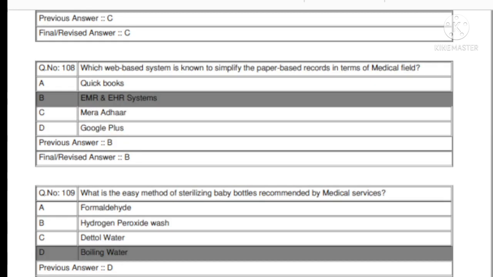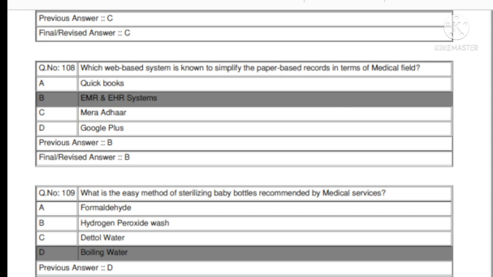Next question, question number 108. Which web-based system is known to simplify the paper-based records in terms of medical field? A. QuickBooks. B. EMR and EHR systems. C. Mera Aadhaar. D. Google Plus. Easily you can eliminate C and D. Also you can eliminate A as well. B is its right answer.